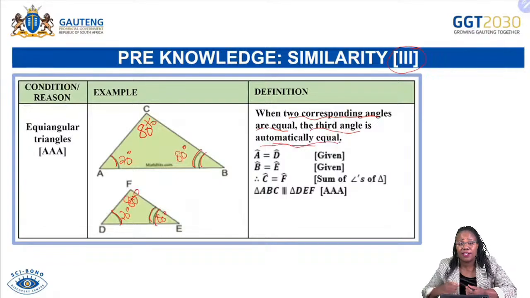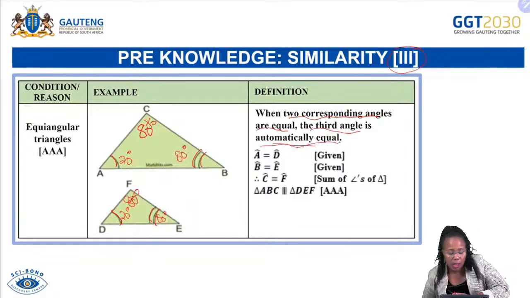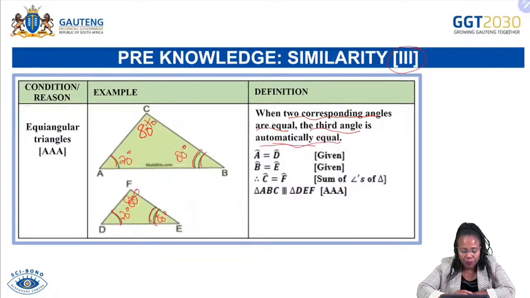If it is given that the two angles are equal. Now, in order for two triangles to be similar, they must be equiangular. Equiangular means they must have equal corresponding angles. All angles must be equal.